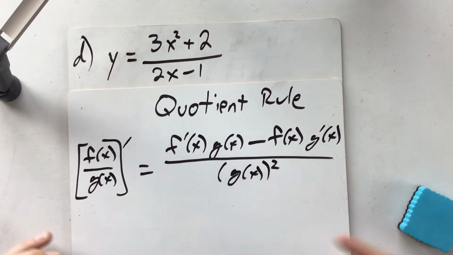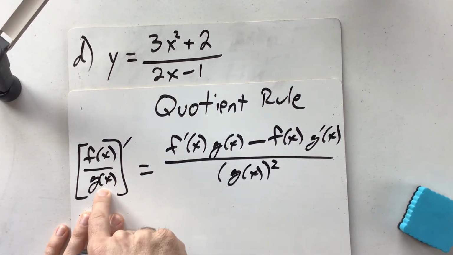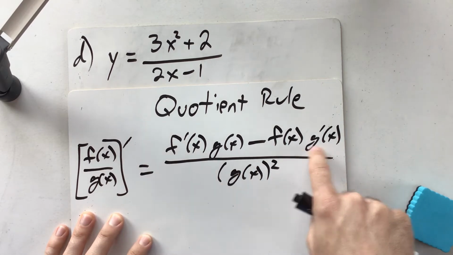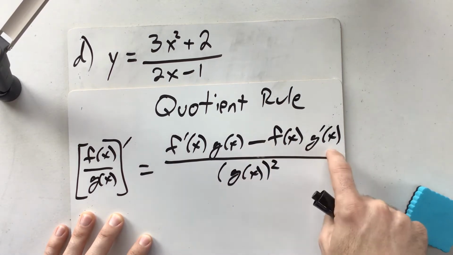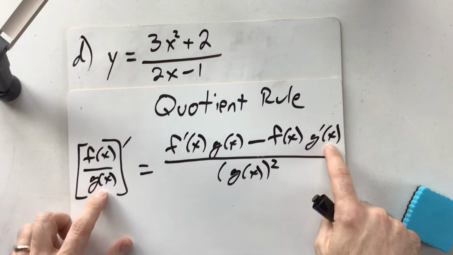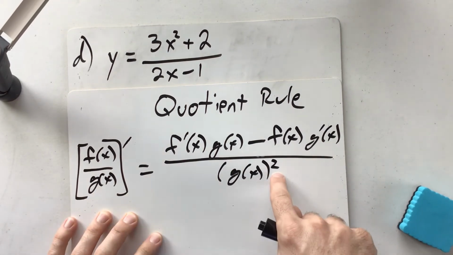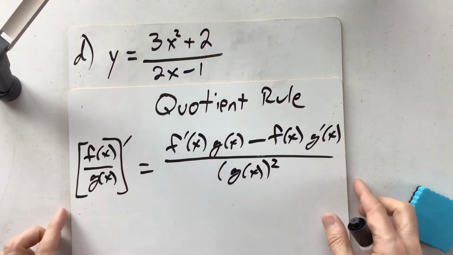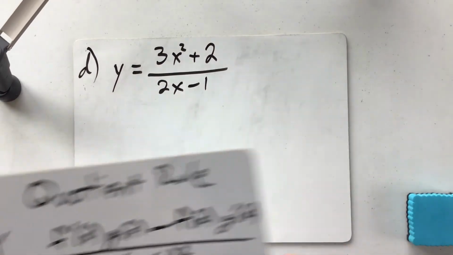I always remember because the bottom is like a negative power. So when you take the derivative of a negative power, you get a negative sign. So this negative sign is attached to the derivative of the bottom. And a negative 1 power turns into a negative 2 power. So that's why the bottom gets squared, just like that. Okay, so we've got our quotient rule.